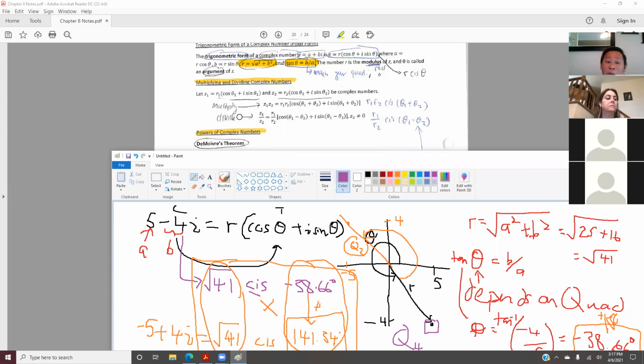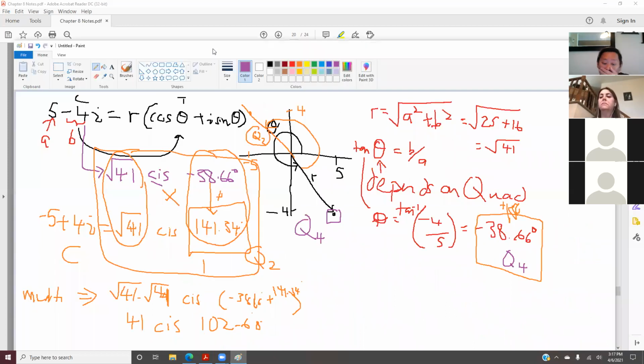If you want to divide, it's also easy. We divide the numbers, but we subtract your angles. But when you subtract, make sure you subtract from the top, from the bottom. Okay, so for this, if I want you to divide these two, what you do is you take the root 41 and divide it, which you get 1 in this case because they are the same. And for the angles, you subtract it. So negative 38.66 subtract 141.34.